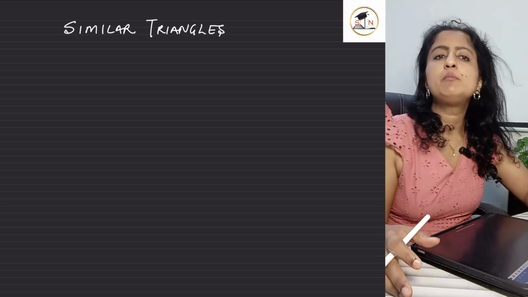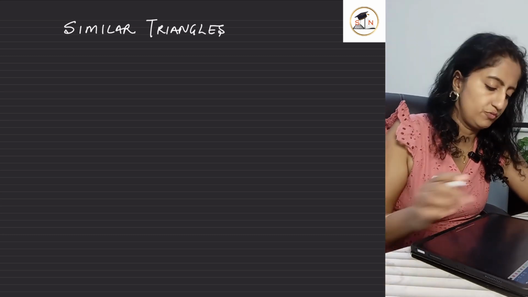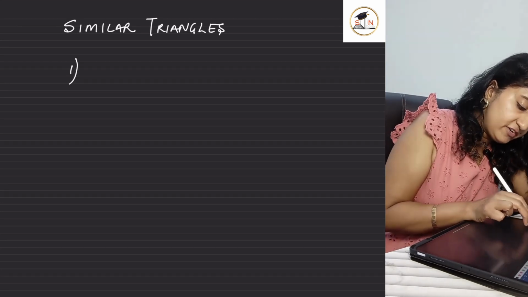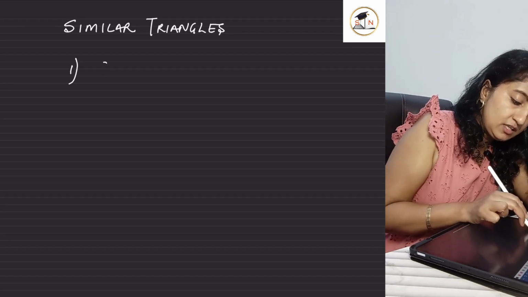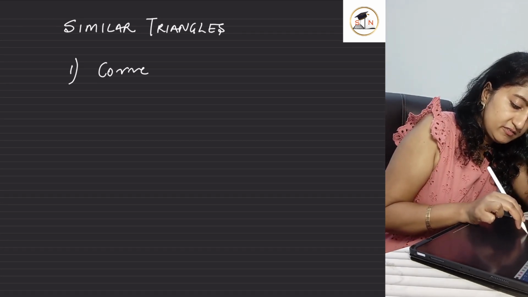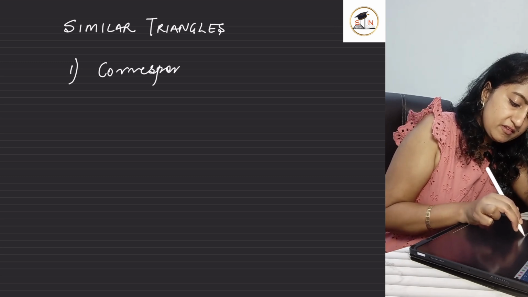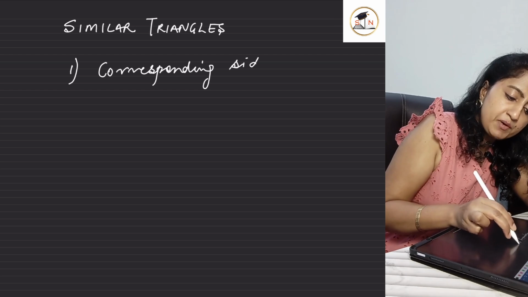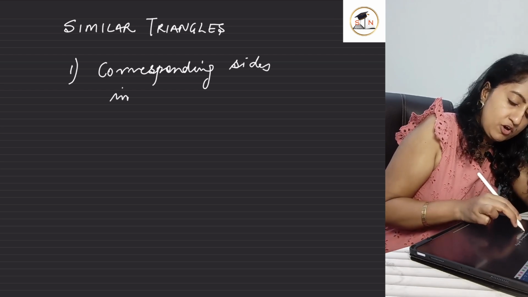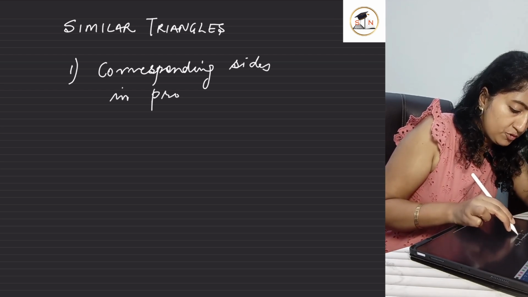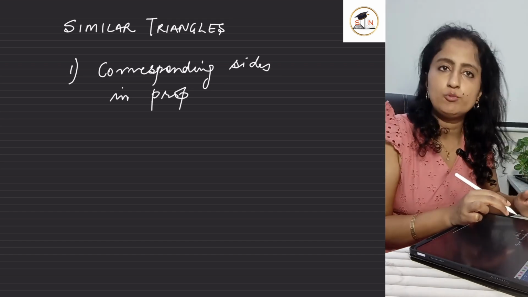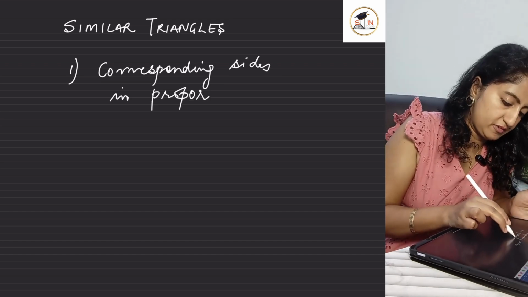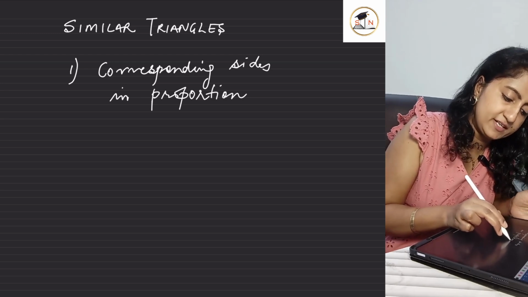So when we are talking about similarity of triangles also, there are two things that you have to deal with over here. The first one is the sides, the corresponding sides are supposed to be in proportion. They are not supposed to be equal, but they are supposed to be in proportion. I will explain that with the help of an example.